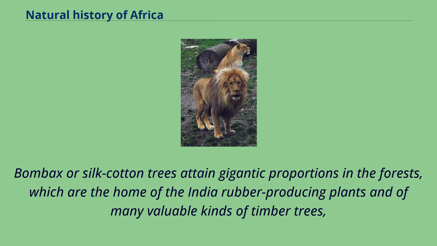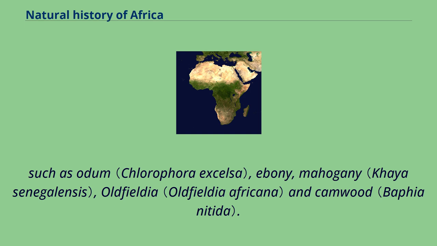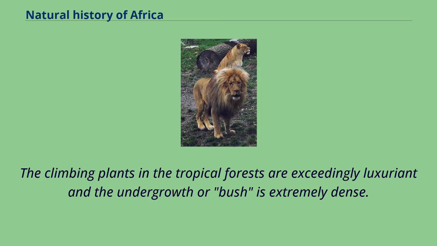Bombax or silk cotton trees attain gigantic proportions in the forests, which are the home of the India rubber-producing plants and of many valuable kinds of timber trees, such as odum, ebony, mahogany, oldfieldia and camwood. The climbing plants in the tropical forests are exceedingly luxuriant and the undergrowth or bush is extremely dense.